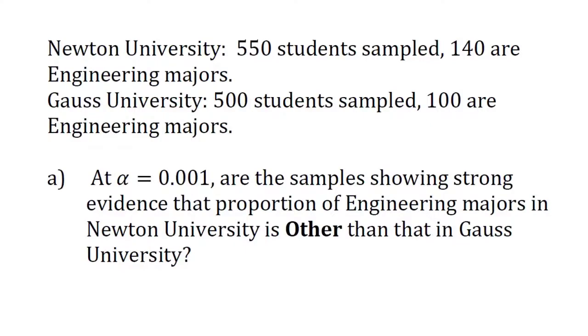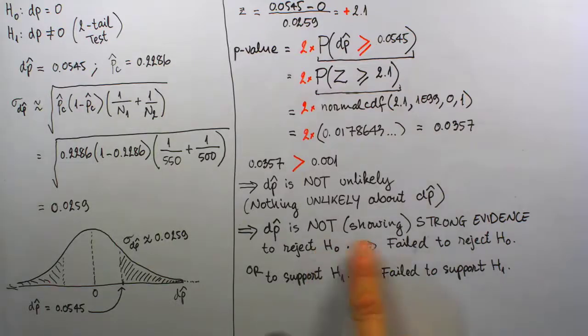And now ultimately back to the wording of the question itself. Again, I have to clarify that the question here for any testing hypothesis problem is a yes or no question. As it's stated here, are the samples showing strong evidence? So it's looking for yes if we had strong evidence, or no as the answer if we didn't have strong evidence. And apparently we did not have strong evidence.